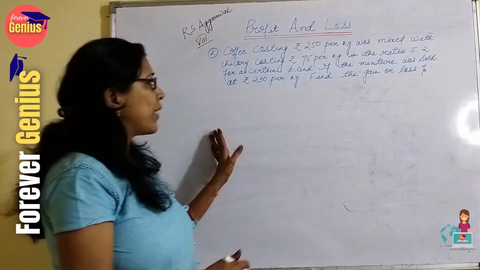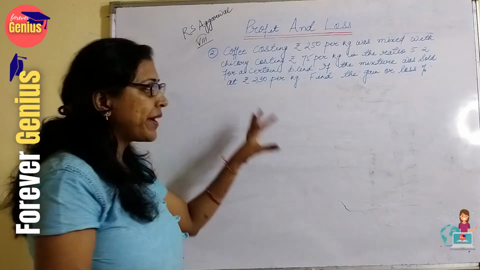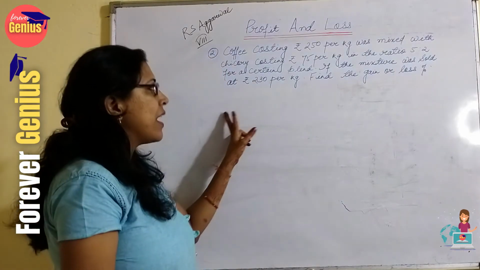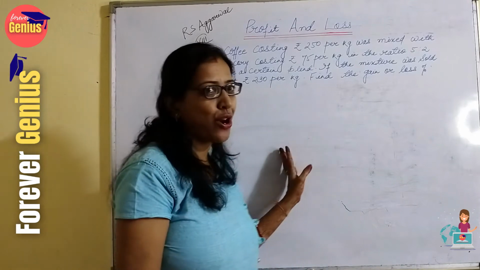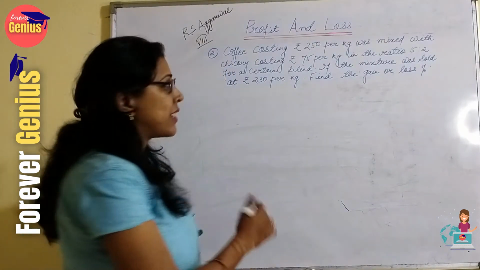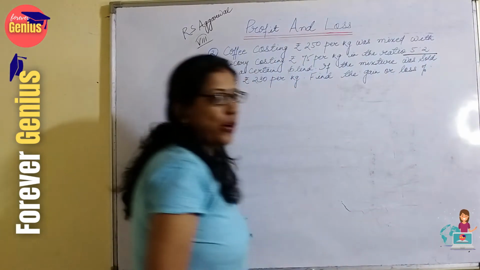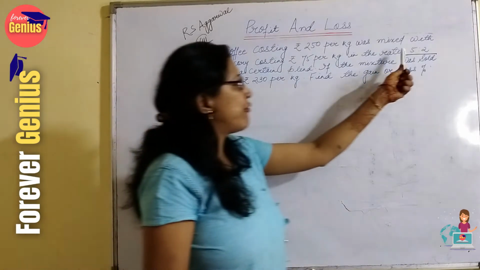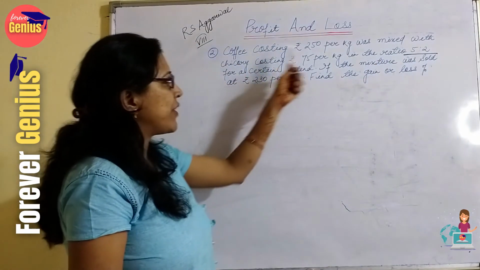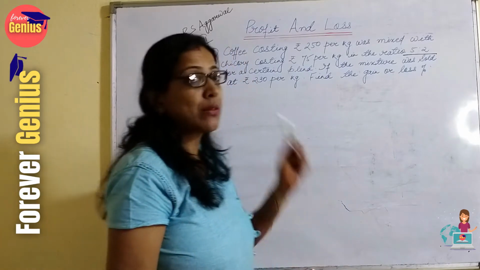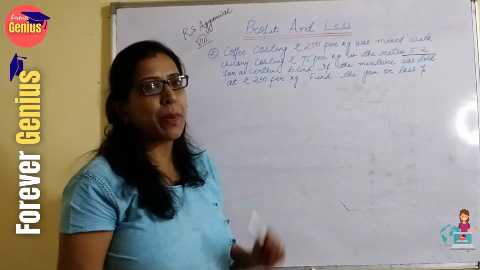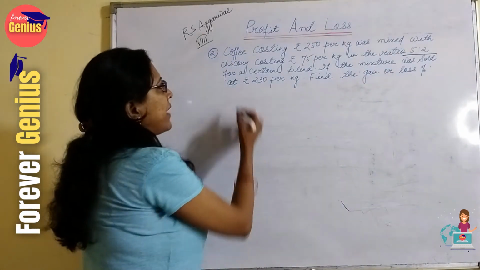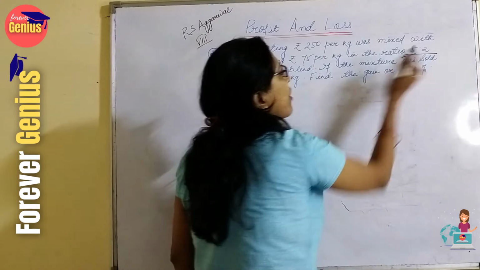See, one more question of blending commodities together, bringing out one cost price, and finding out whether it is a profit or loss. But here the question is given in the form of a ratio, so no need to confuse yourself, because 5:2. In this question, coffee costing 250 per kg was mixed with chicory costing rupees 75 per kg in the ratio 5:2. It means that coffee is mixed in the ratio of 5.